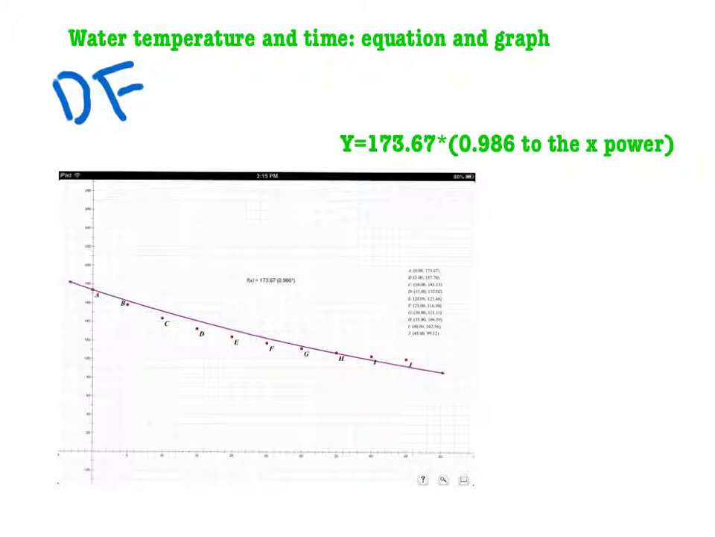To find your initial condition in an equation, you would look at the number that's being multiplied by your decay factor, which in this case is this. And the reason that this is your decay factor is because this is the number that's being raised to the power of x.